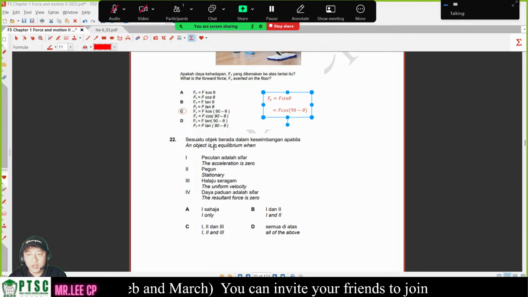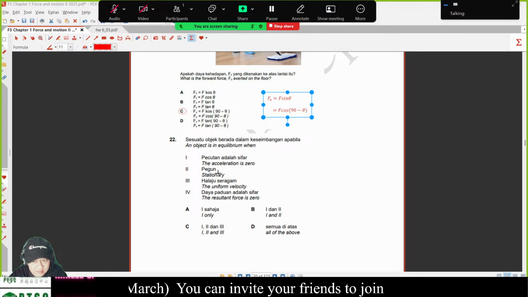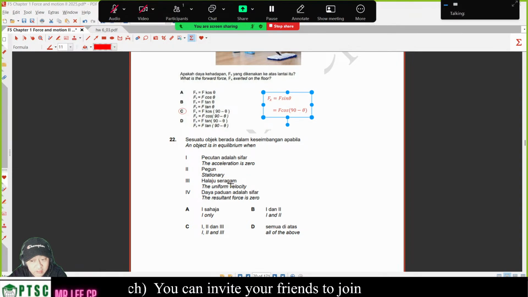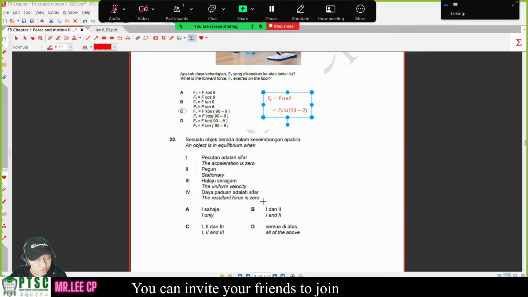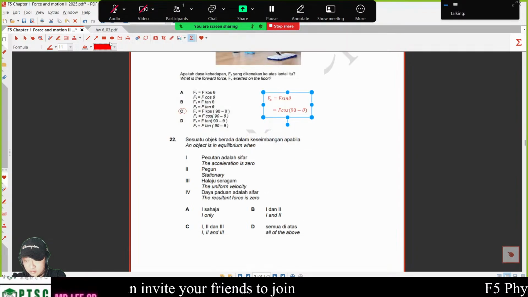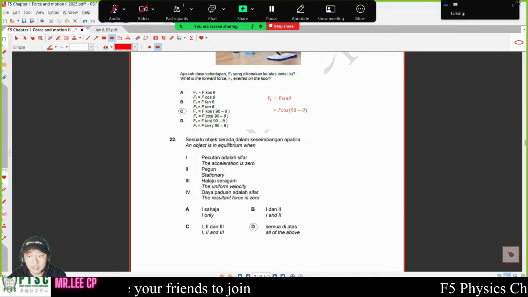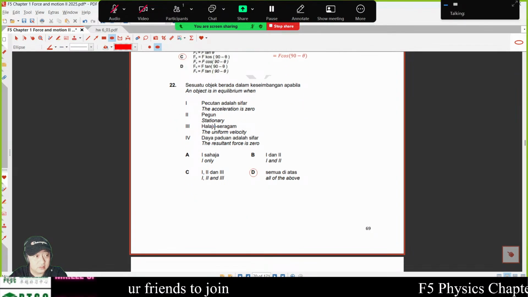So an object that is in equilibrium: when acceleration is 0, yes. Stationary, yes. Uniform velocity, yes. Resultant force 0, yes. All of the above. Right, this one is correct. For equilibrium, all of these are correct.